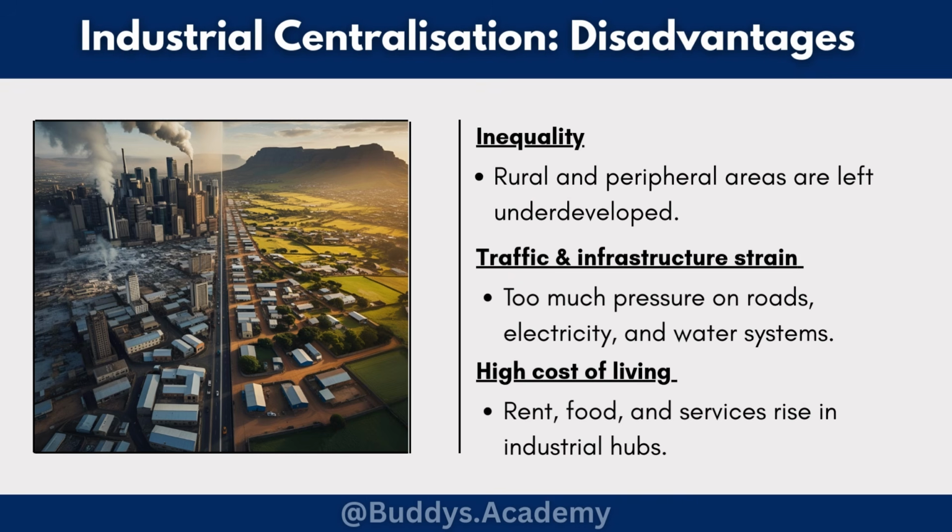So rural and peripheral areas are going to be left underdeveloped. You're going to have your traffic and infrastructure strain, so too much pressure on roads, electricity and water systems. You're going to have a high cost of living, so that means your rent, your food and services are all going to rise in industrial hubs.